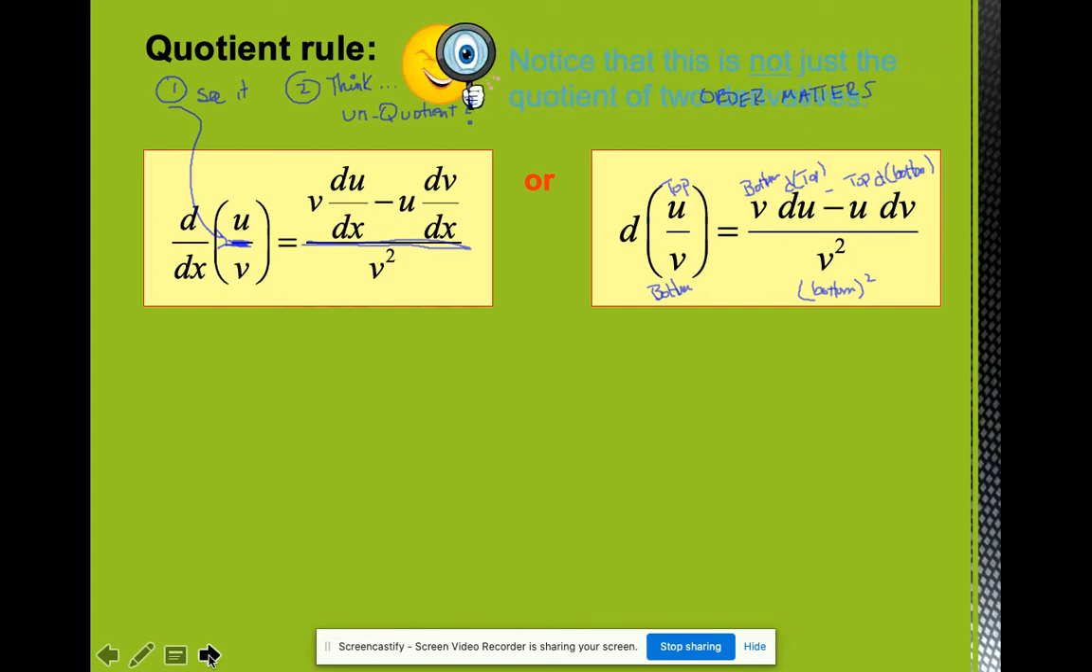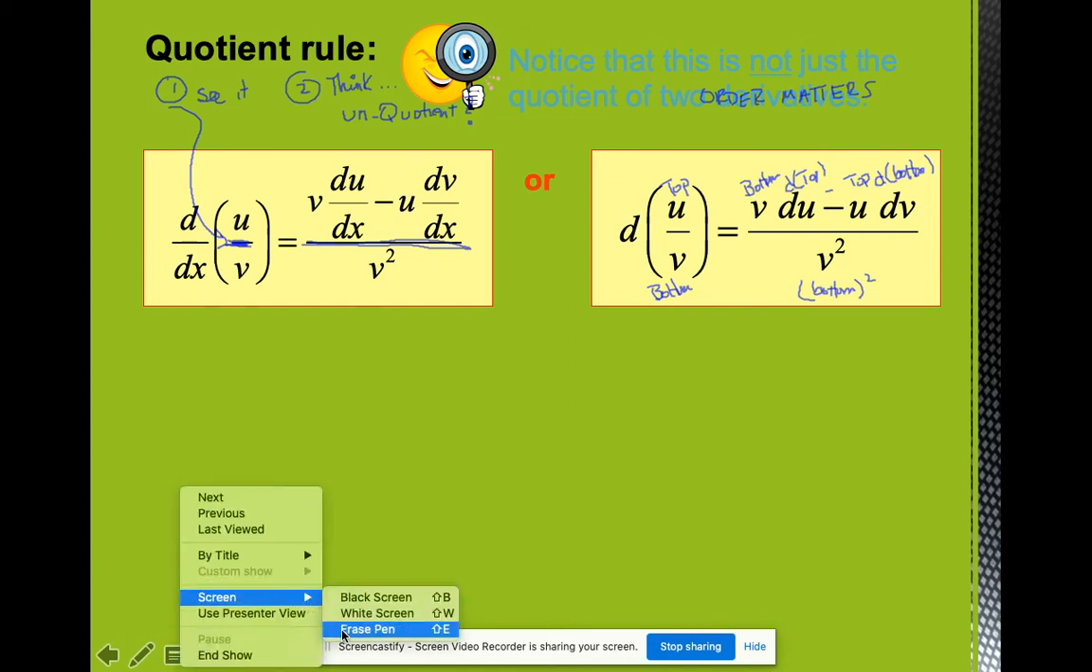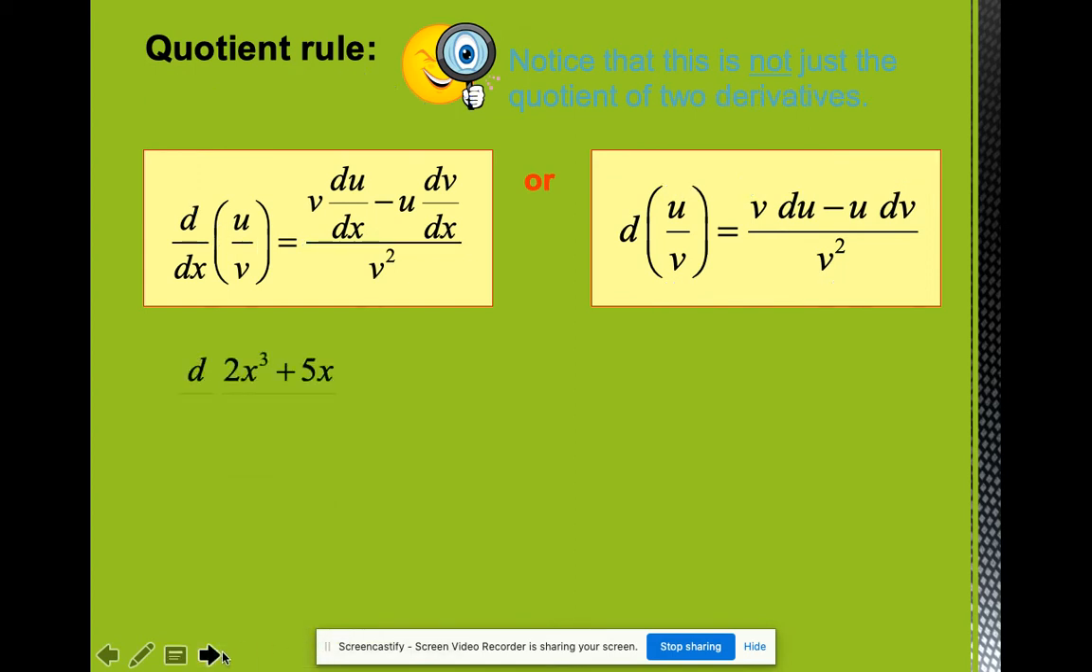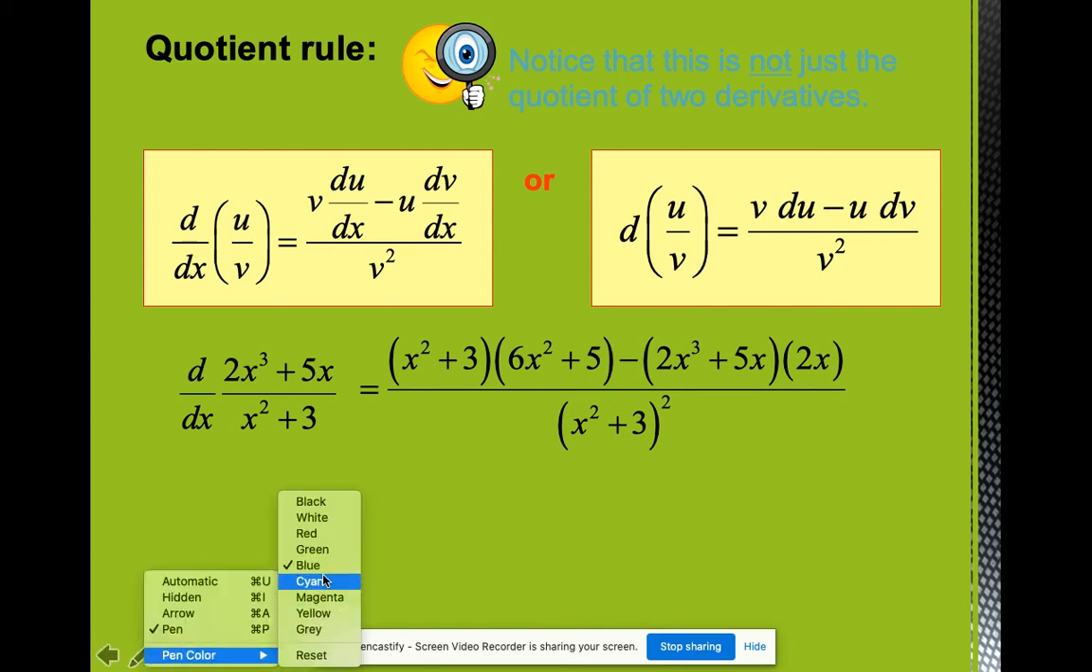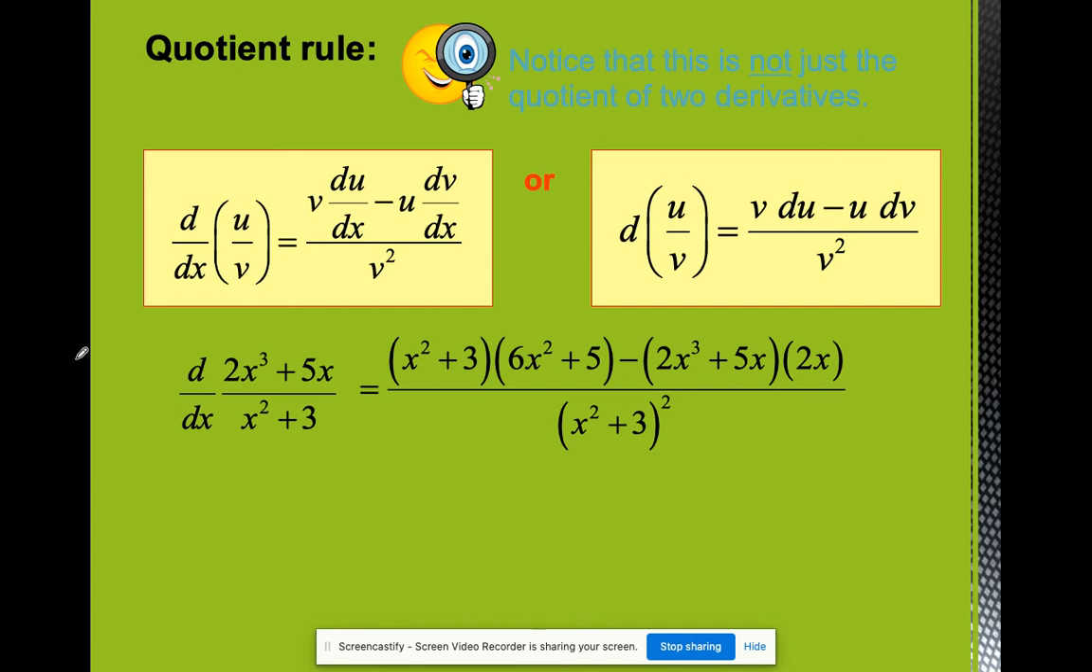Again, notice this is not just the quotient of the two derivatives. You will not get follow-through points if that's how you attack this problem. So, bam, there it is. The derivative, right? You're taking the derivative of a quotient. You cannot just take the derivative of the numerator and the derivative of the denominator. You must do the quotient rule.